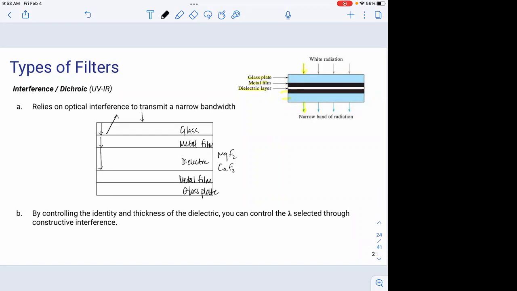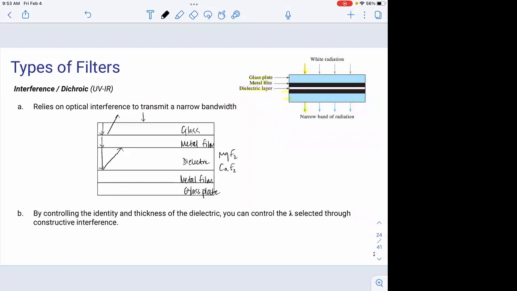It goes through the dielectric and it bounces off the inside of that second metal film. Okay, so something like this. It'll bounce off the inside of the first metal film. And as more collimated light is coming through and being transmitted through that first metal film after some is bounced back, you're going to have reinforcement of a particular wavelength of light based on the thickness and identity of this dielectric layer.